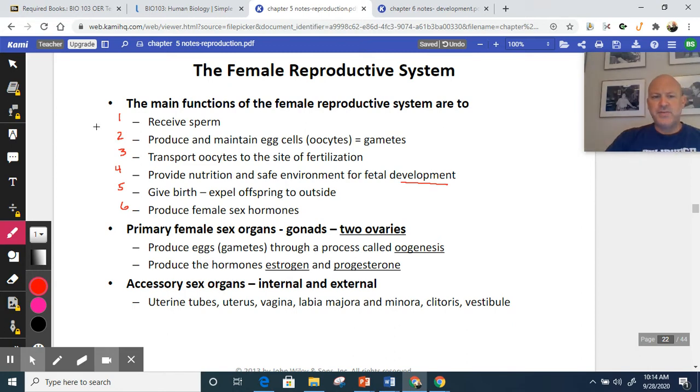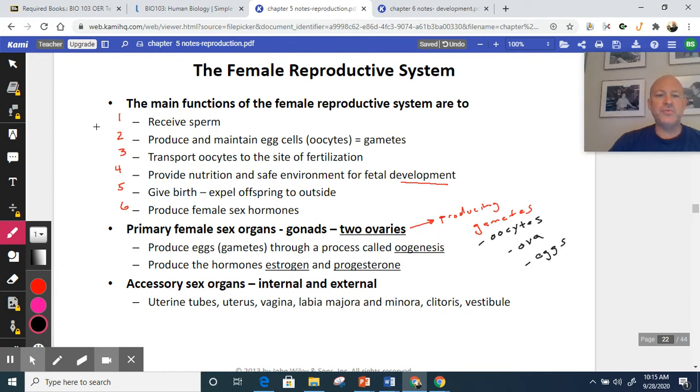So just like in males, the females have gonads, except the gonads now are going to be called ovaries. And the ovaries are going to be producing gametes. Not sperm cells, but egg cells. We call egg cells oocytes. Sometimes we call them ova. Eggs, all the same. That means all the same. The production of egg cells, we call that oogenesis.